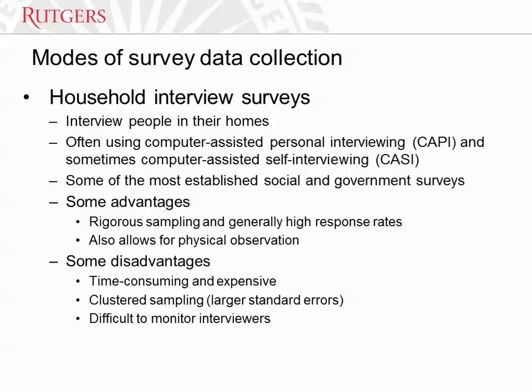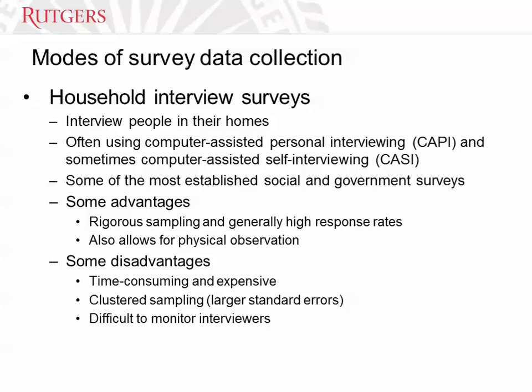And interestingly, it also allows for physical observation. So when the interviewer is there visiting the household, they can observe the type of housing unit, the basic physical condition of the housing unit, some neighborhood characteristics, and so on. There are some distinct disadvantages though also. It's a very time-consuming and very expensive way of collecting survey data. Often because it involves a research worker in the field, the sample is clustered, which produces larger standard errors or wider confidence intervals. The people are typically interviewed in a cluster of houses in an area rather than just one at a time. So the data has that characteristic.